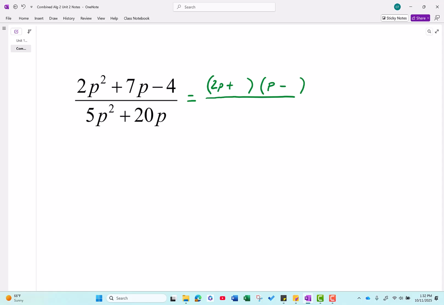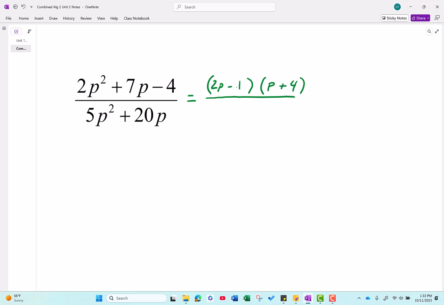I'm going to look at this and say, well, I can't have a greatest common factor, so I can't put 2 or 4 in here, but I can put a 1. That would mean a 4 over here. If I FOIL these out, I get 2 times p is 2p squared. 2 times negative 4 is negative 8p. 1 times p is plus p, so that gives me negative 7p. And then I have minus 4. So I get negative 7p instead of positive 7p. Whenever that happens, all I do is flip the signs.